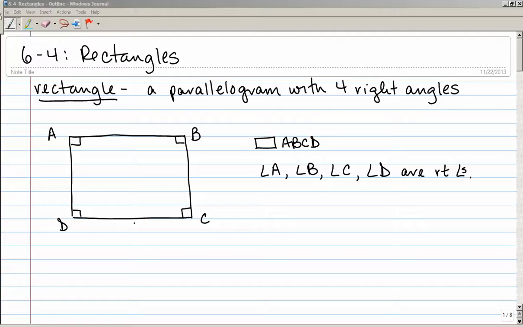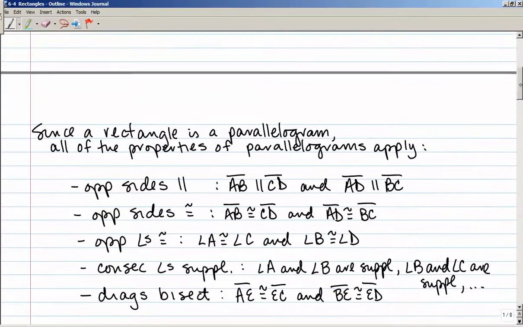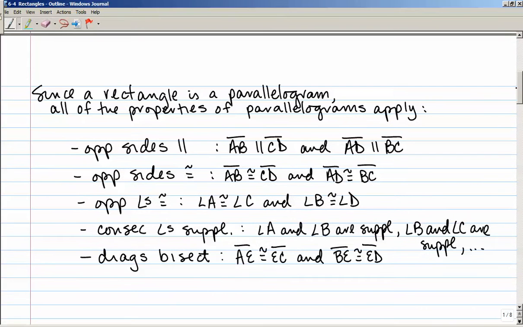Okay? So according to the definition of a rectangle, angles A, B, C, and D are all right angles, because this is a parallelogram that has 4 right angles. Now, since a rectangle is a parallelogram, all of those properties and all of those theorems about parallelograms apply. So, in a rectangle, opposite sides are parallel to each other. AB is parallel to CD, and AD is parallel to BC.